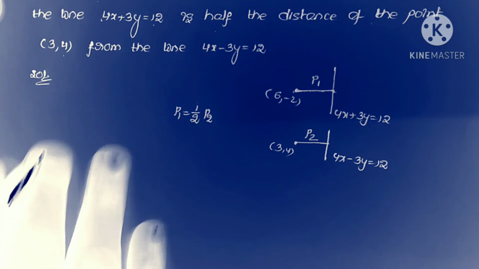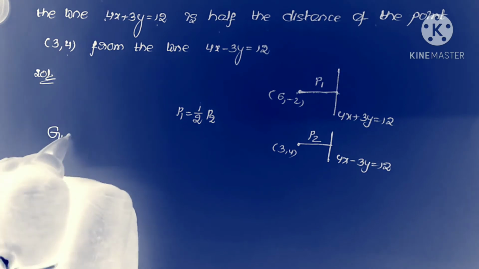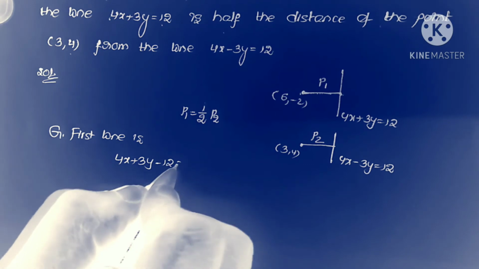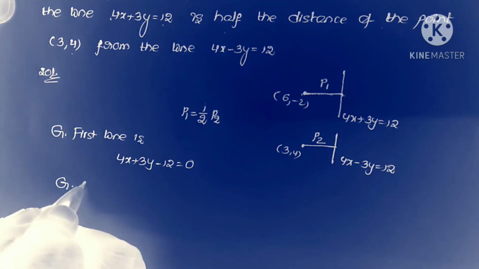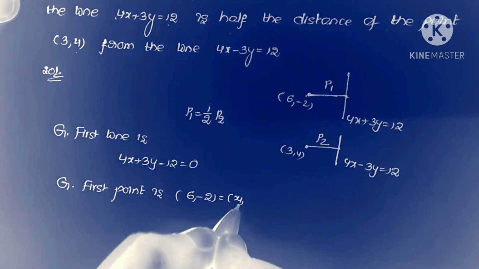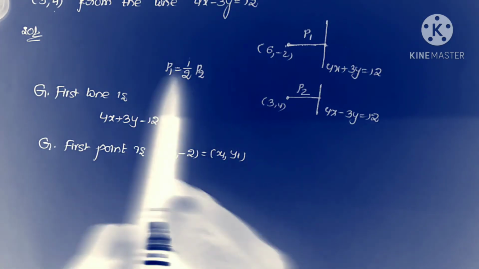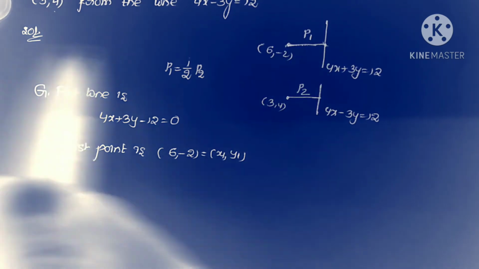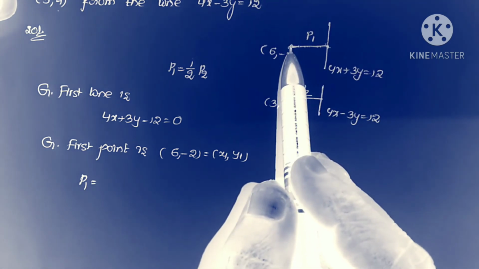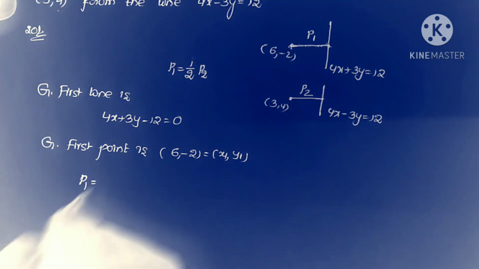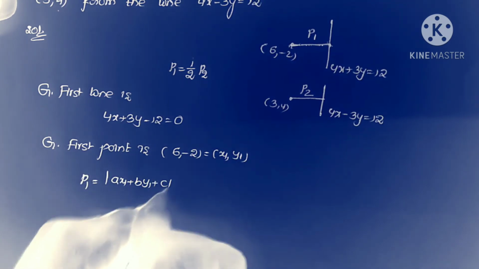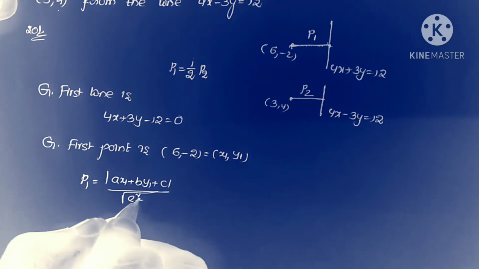So first I take the given line. The first line is 4x + 3y - 12 = 0. And the given first point is (6, -2). Now I take this as (x1, y1). So first we find the distance of this point from the line. Clearly P1 is the distance of the first point from the first line. What is the formula? The perpendicular distance formula: mod of (ax1 + by1 + c) divided by the square root of (a squared + b squared).